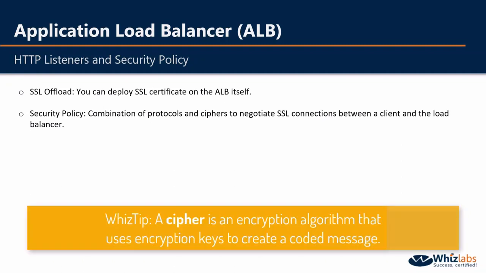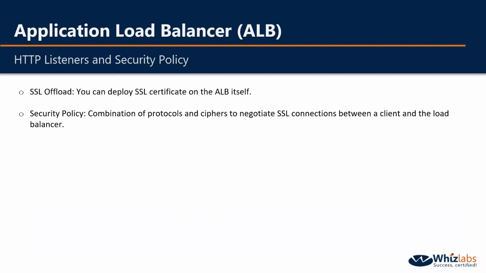A cipher is basically an encryption algorithm that uses the encryption keys to create a coded message. The protocols use several ciphers to encrypt the data over the internet, and during the connection negotiation process, the client and the load balancer present a list of ciphers and protocols that they each support in order of their preferences.